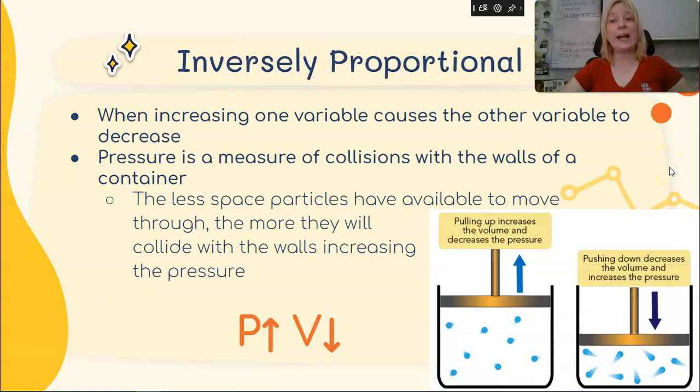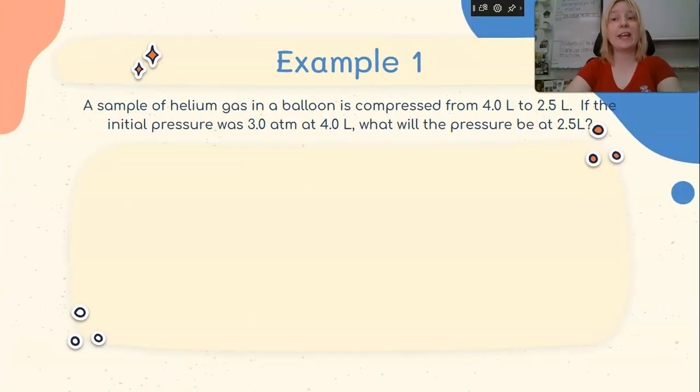We can actually turn this inverse relationship into a mathematical relationship. So since they are proportional, we can calculate a missing piece so long as we know both values of one of the variables. So for our first example, we have a sample of helium gas in a balloon that is compressed from 4.0 liters to 2.5 liters. If the initial pressure was 3.0 atmospheres at 4.0 liters, what will the pressure be at 2.5 liters?